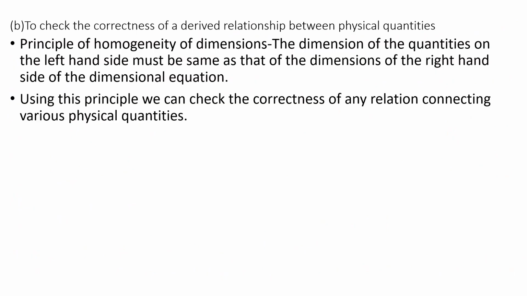Using dimensional equation, we also can check the correctness of the derived relation connecting different physical quantities. For this, we use the principle of homogeneity of dimensions. What is this principle? The dimensions of quantities on the left hand side must be the same as the dimensions of the quantities on the right hand side of the dimensional equation. This is the principle of homogeneity of dimensions. Using this principle, we can check the correctness of any relation connecting various physical quantities.